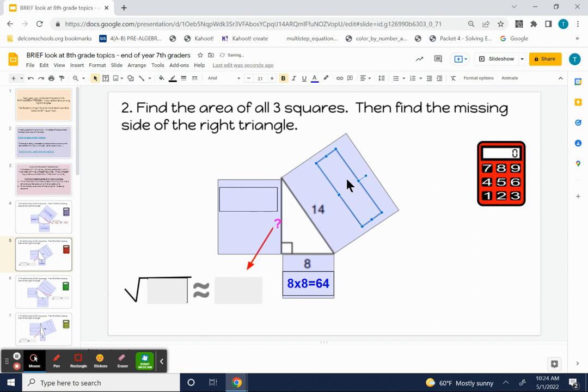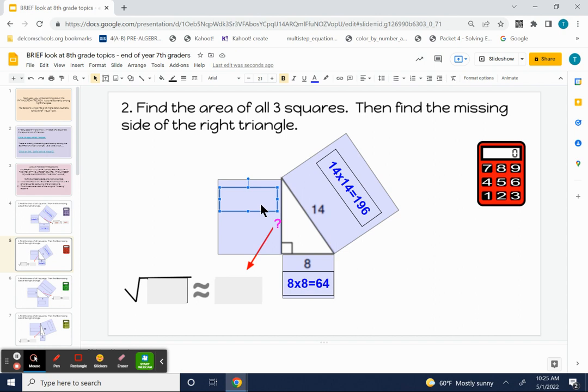Okay, I'm going to take 14 times 14. Okay, 14 times 14. So I believe that's 196. This one's a little different. I need to find this missing square.